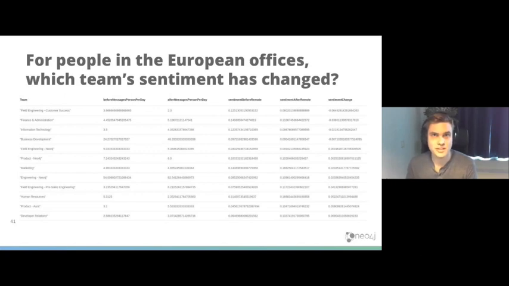It's going to be a bit small, but this is an ordered list of all the teams that work in Europe and how much the average sentiment of their messages has changed over time. At the top here, we see that the customer success team has, on average, become more negative after the coronavirus announcements, and the developer relations team has become a lot more positive. So this is an interesting way to see how and where measures like this affect the teams.